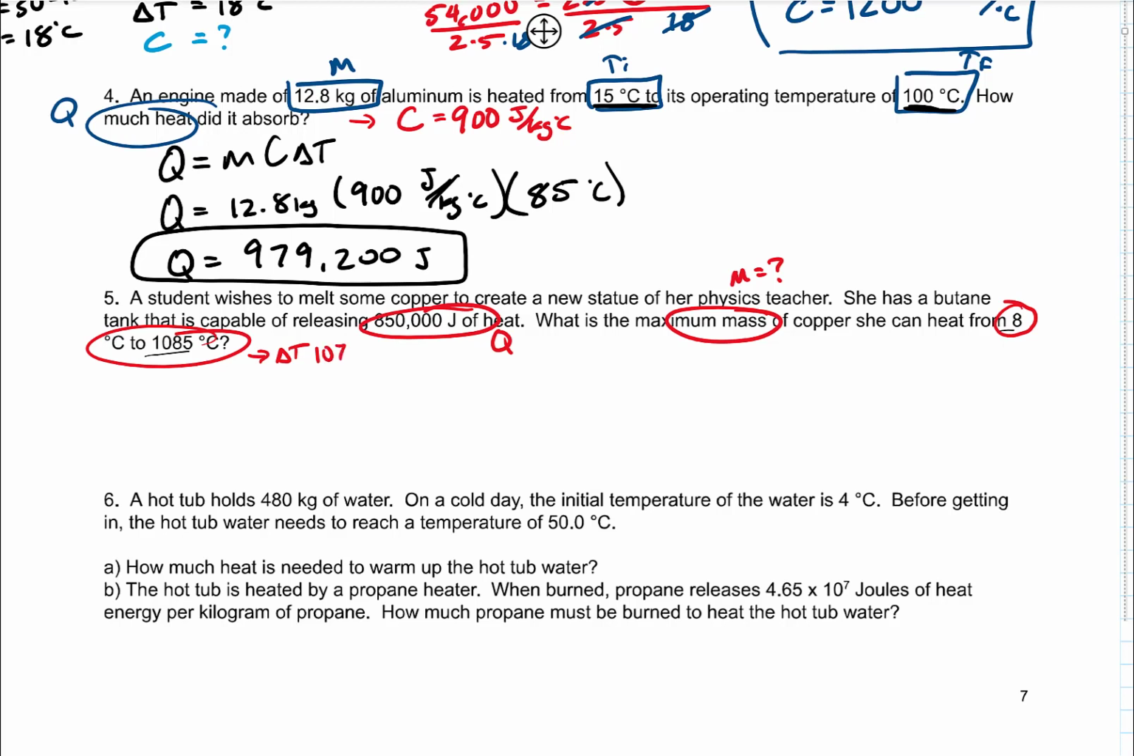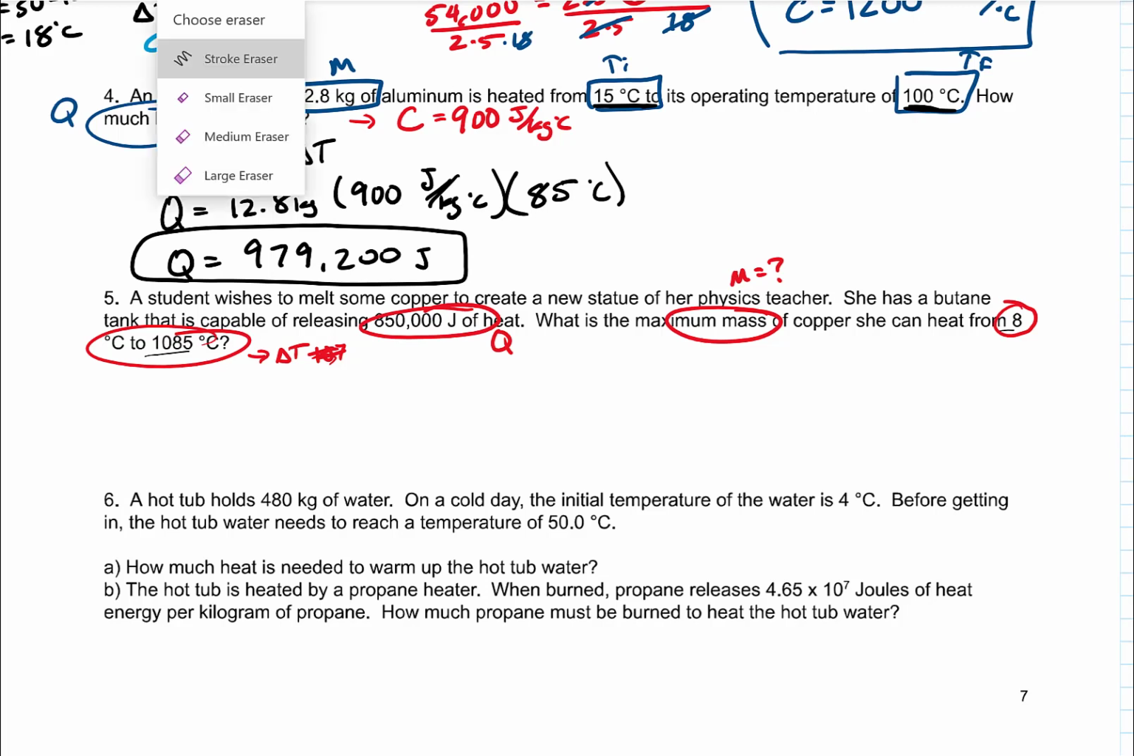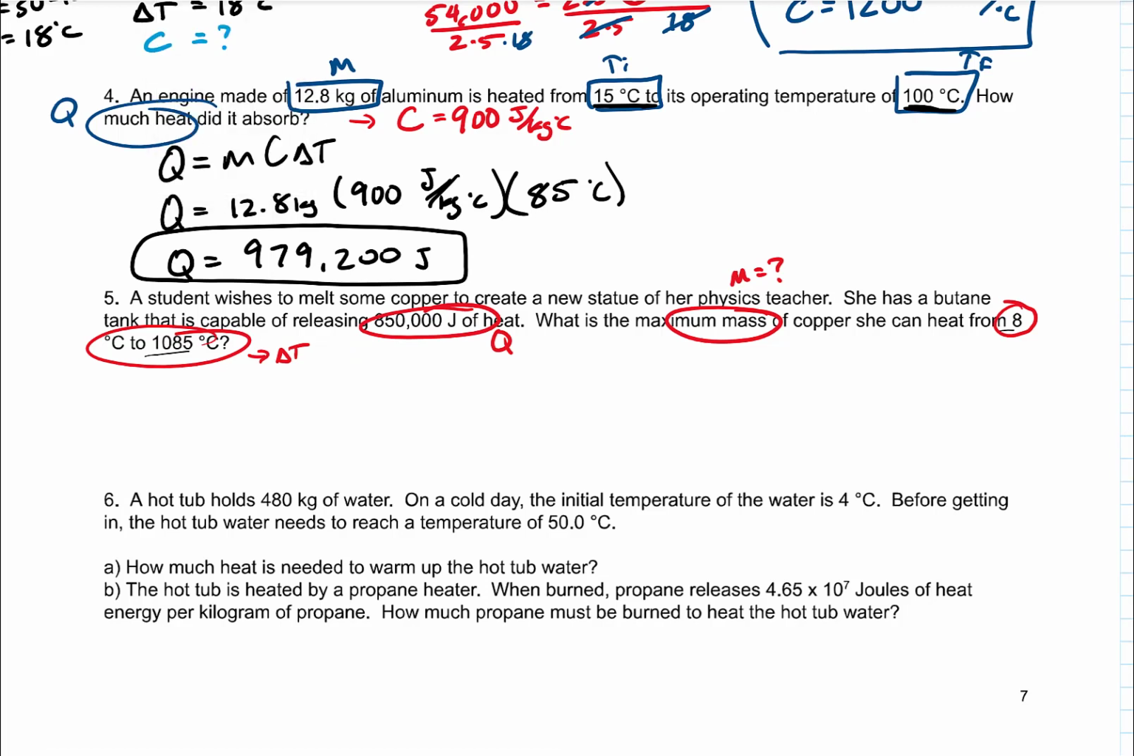For our delta T from 8 to 1085, that makes delta T 1070. I'm sorry. That makes delta T equal to 1078 degrees Celsius. And what we are looking for is the maximum mass of copper. And just like before, you need the C. C for copper, like I gave you, is 386 joules per kilogram degree Celsius. So Q is equal to 850,000 joules.